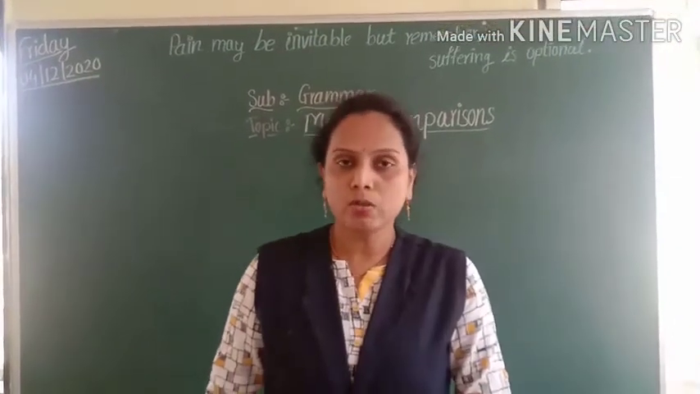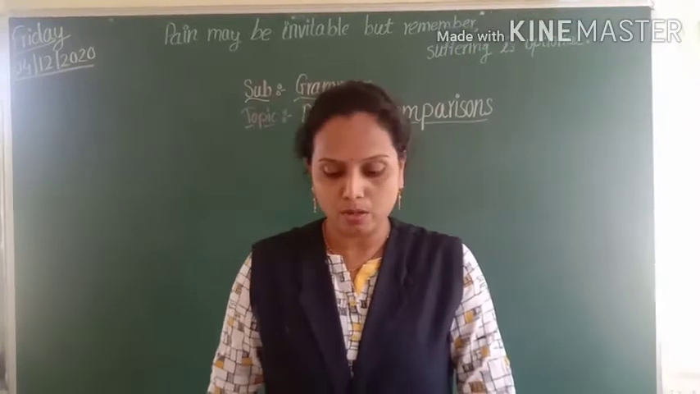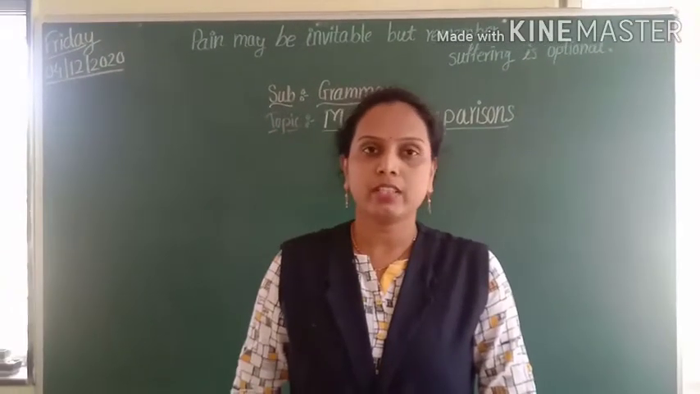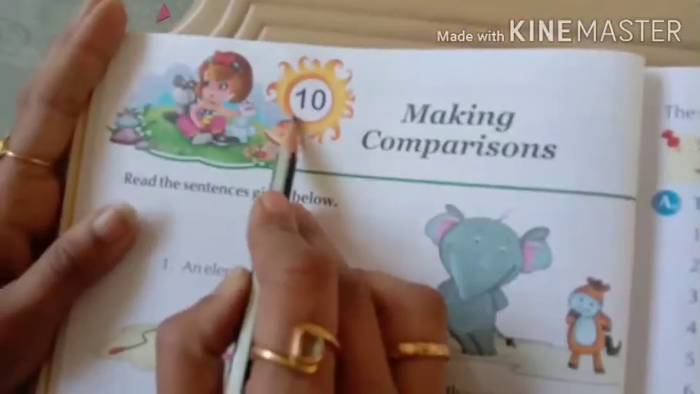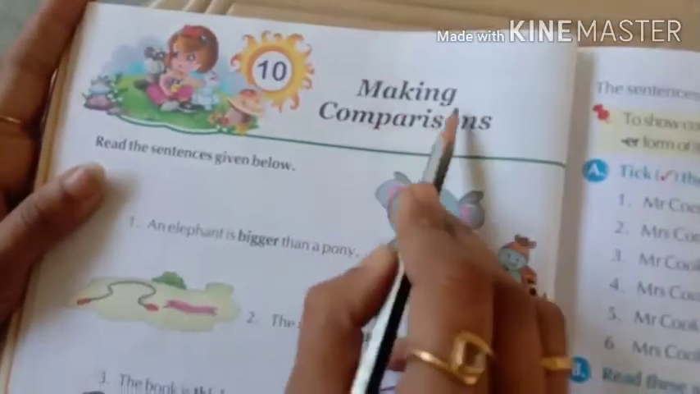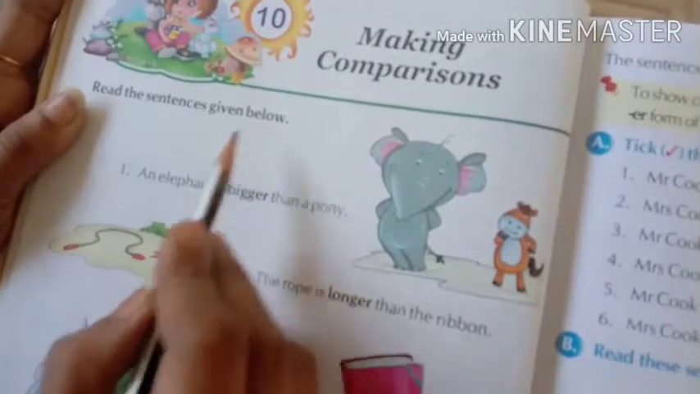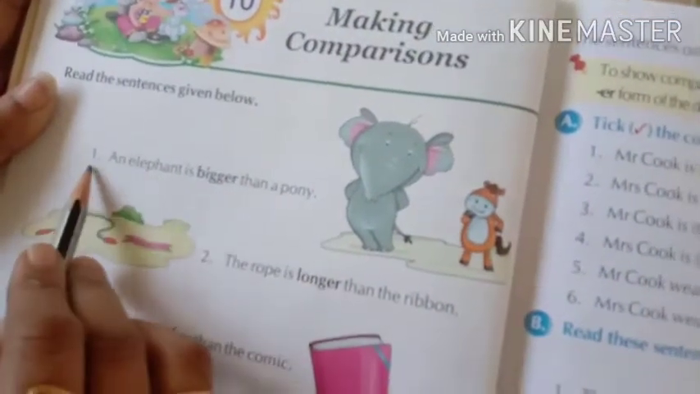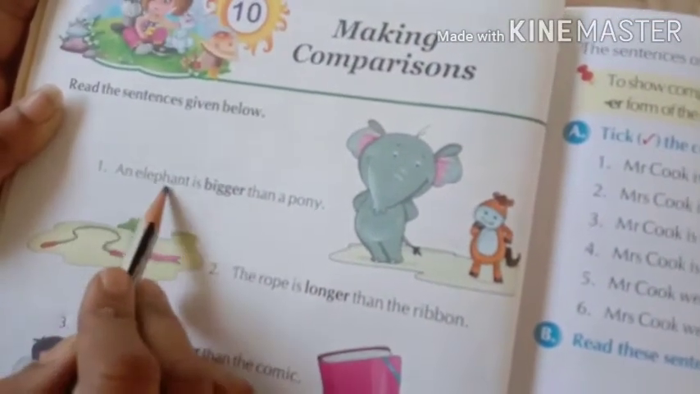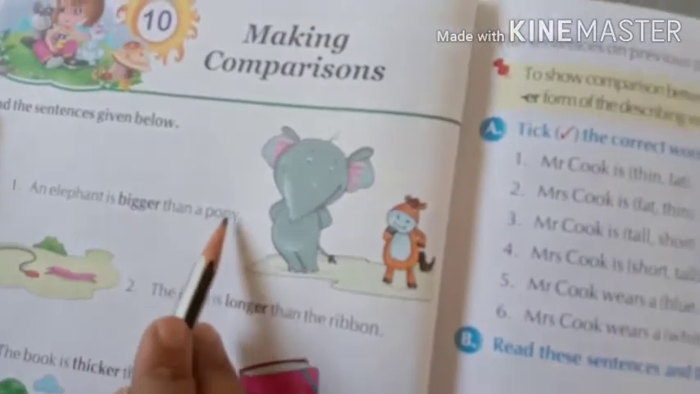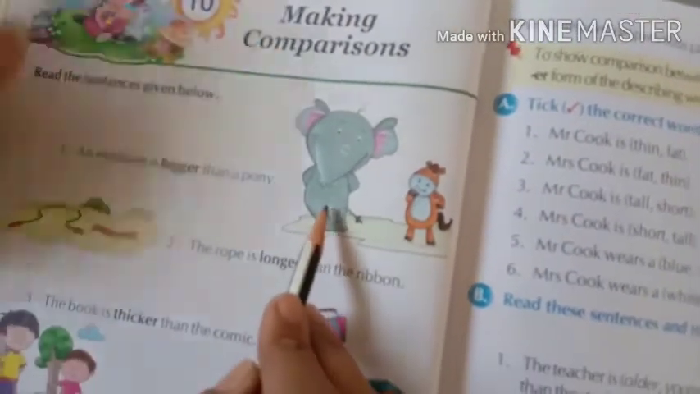pages. So now open your textbook on page number 28. Topic number 10, making comparisons. Read the sentences given below. See, first, an elephant is bigger than a pony. See, this is pony and elephant. Elephant is no doubt bigger than the pony.